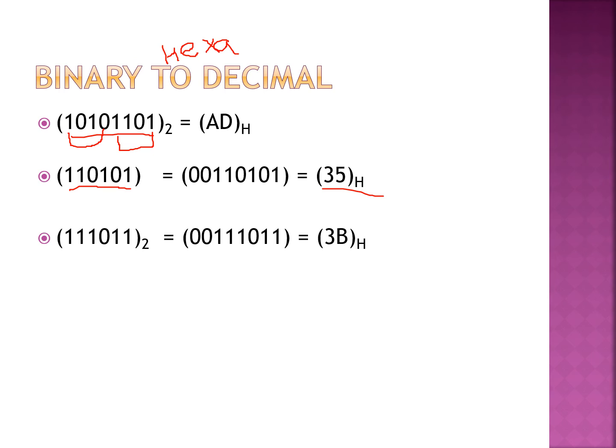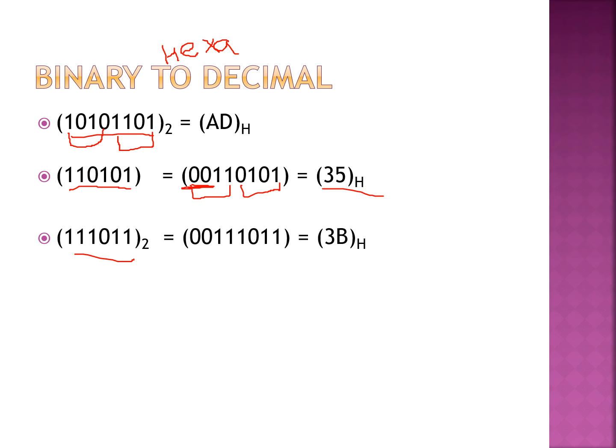So how will we proceed? In this case, there are only 6 bits and we have to make groups of 4 bits. So what we do is insert 2 zeros on the left side, so that we can make groups of 4 bits. So this value is 3 and this value is 5. So the answer is 35H.